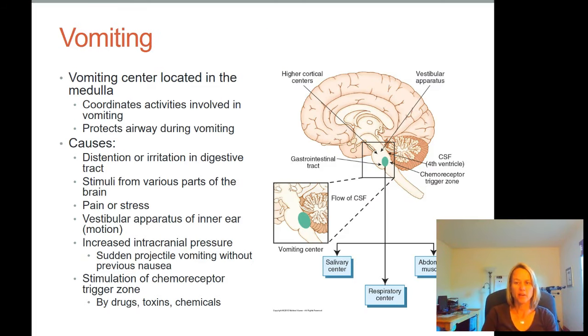Okay, vomiting. The vomiting center is located in the medulla, and this coordinates the activities involved in vomiting. So what causes vomiting? Distension or irritation from the digestive tract, stimuli from parts of the brain, pain or stress, the vestibular apparatus of the inner ear, motion sickness, or we can get sudden projectile vomiting if we have an increase in the intracranial pressure within the brain. Stimulation of the chemoreceptor trigger zone by things such as drugs, toxins, or chemicals.